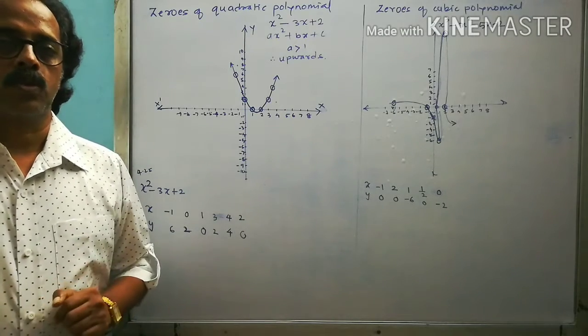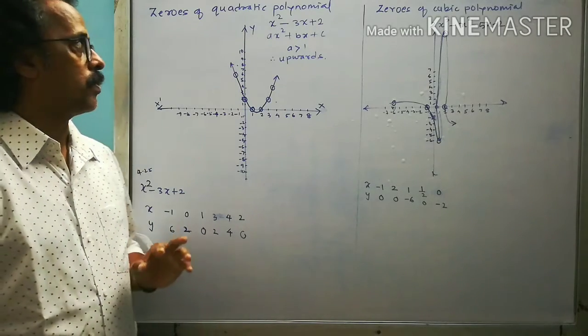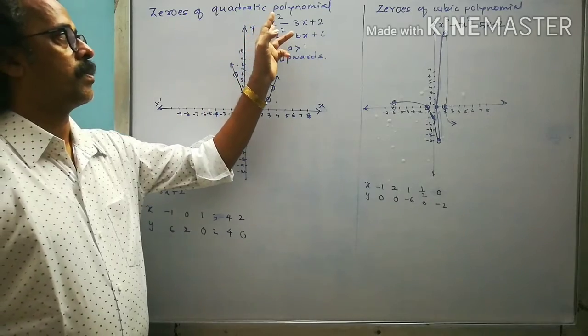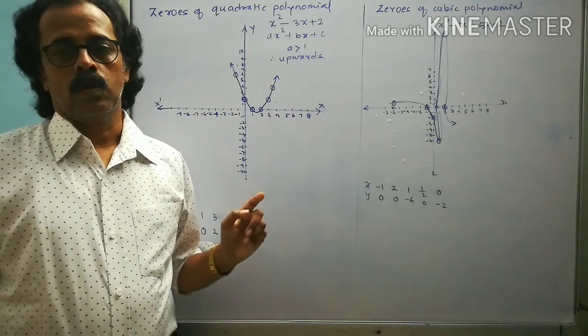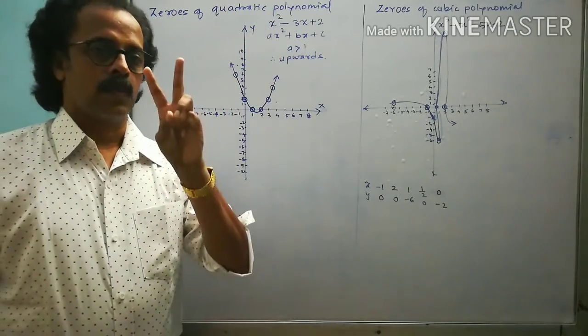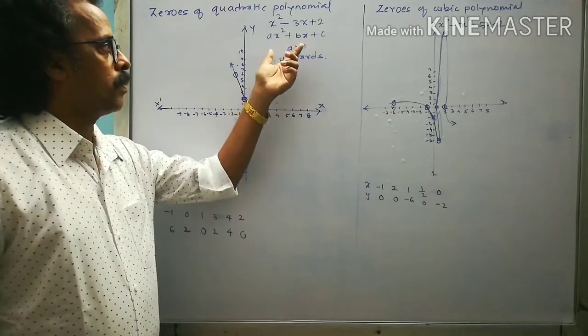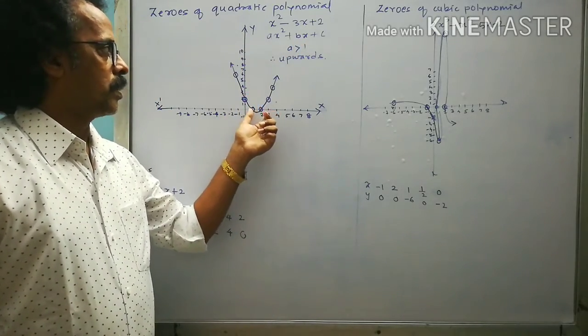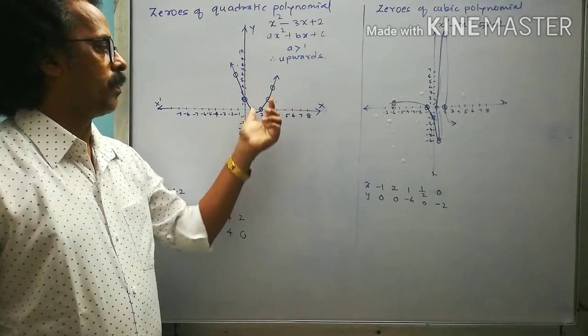Now what is the meaning of zeros of a polynomial? Whenever the curve is given to you, it is always of the form ax square plus bx plus c. Now quadratic means here the degree is 2. Obviously it will have two roots or zeros. Now here the zeros for this particular expression are 1 and 2.